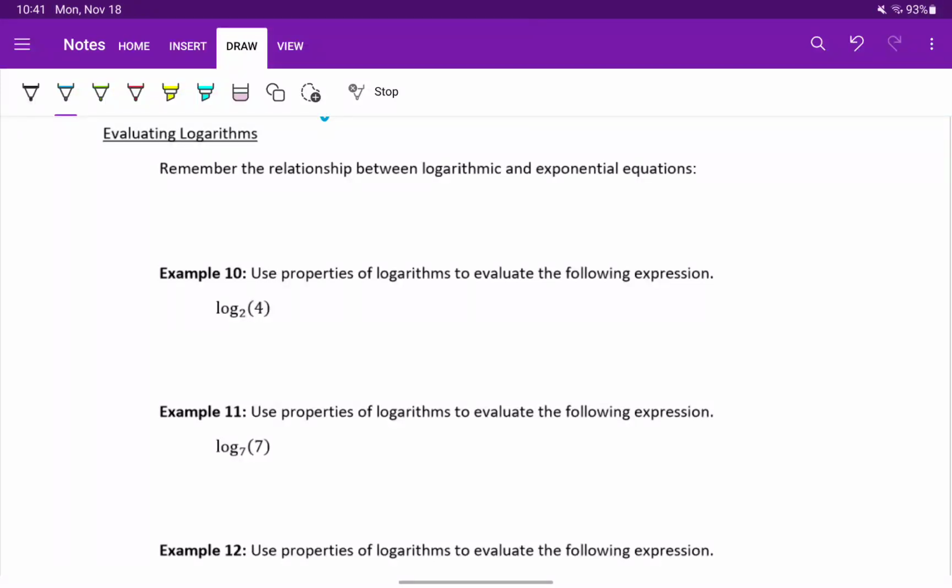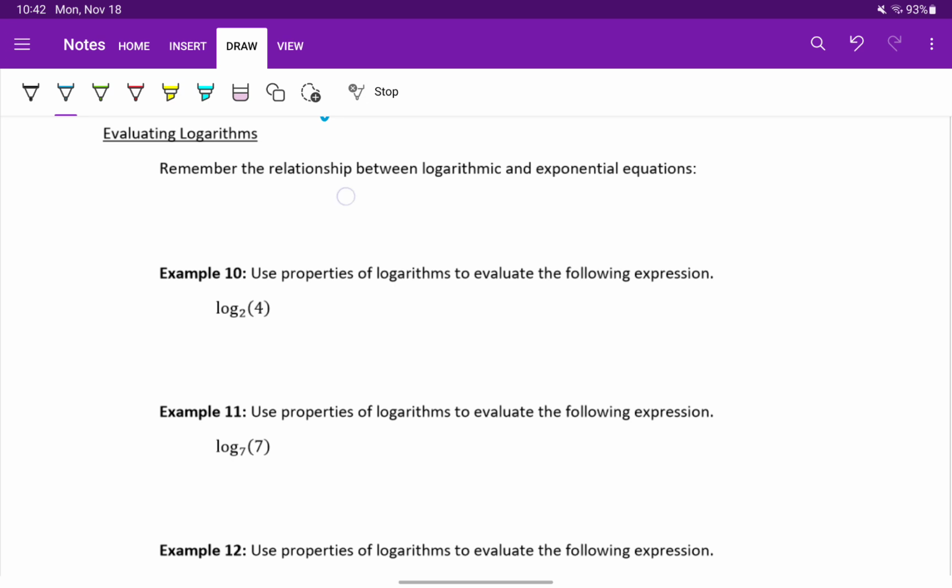Next, we want to look at evaluating some logarithmic statements. We'll start off with a few simpler examples and work our way up to example 13, where we need to use the properties we established in this section to first manipulate the expression before we can evaluate it directly.